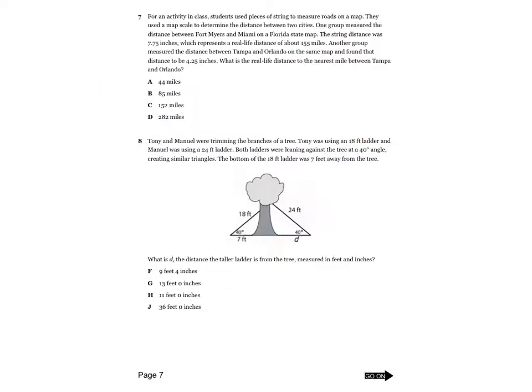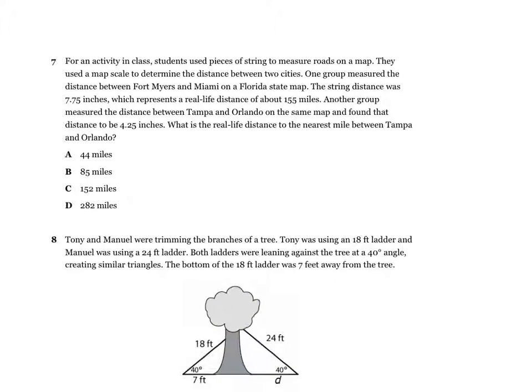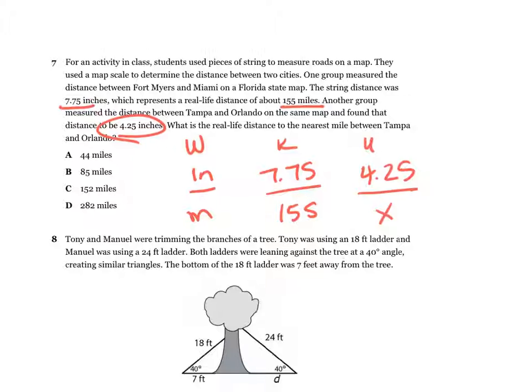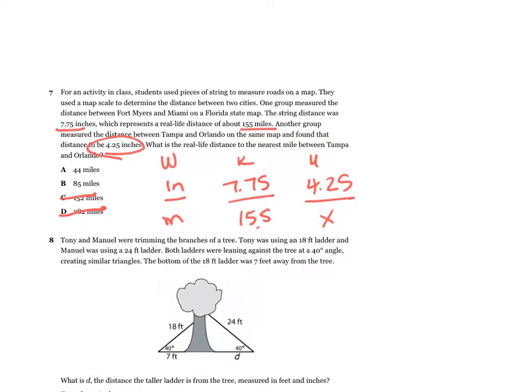Okay, number 7. For an activity in class, students use pieces of string to measure roads on the map. Okay, and they scaled, I'm not going to read it all to you, the string distance. So they're going to give you a proportion. They're saying this equals this. So we're talking about inches over miles. So 7.75 equals 155. How much does 4.25 equal? Here's some ugly math, but we could say that it's got to be less than 155 miles. This is way too close, and this is over. So it's got to be one of those two options.